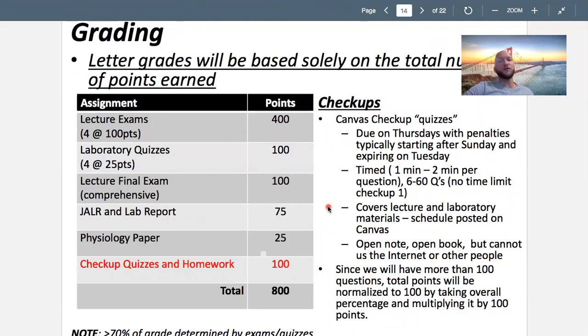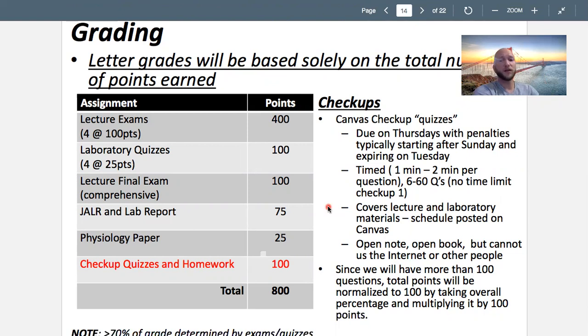For these 100 points, there's going to be a quiz every single week of the semester in this category. These quizzes might have 6 questions. The first one is 4 questions, actually. They might have 40 questions or 50 questions. I'm going to take the percentage of the whole that you get and give you that many points. So if you get 100% of all these questions right, you'll get 100 points.